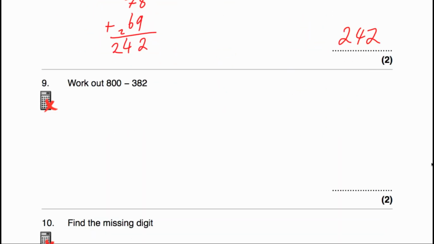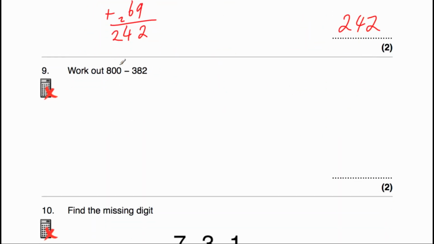Okay, question number 9. Question number 9 says to work out 800 take away 382. So 800 take away 382. And when we do that, we get, so 0 take away 2 we can't do, so we need to borrow.